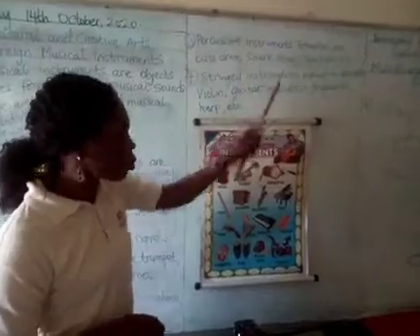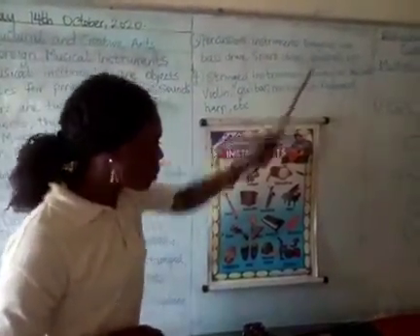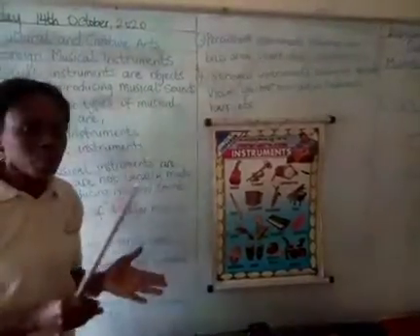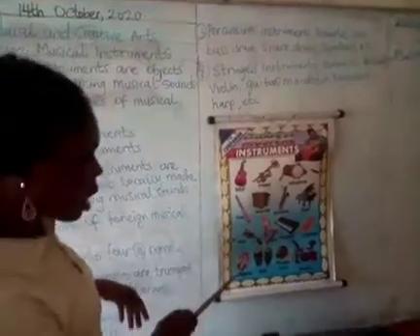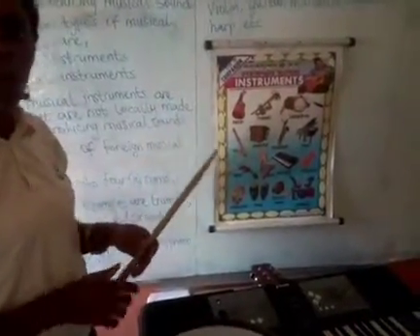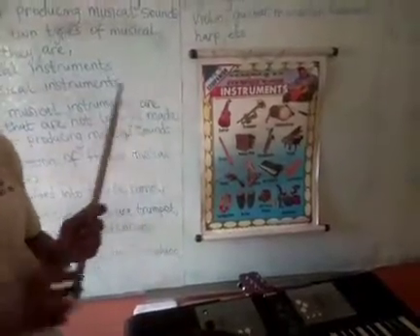We have the snare drum. Then the next one, we have the cymbals. All of these instruments produce sound when you beat them or you hit them. I believe the tambourine too is one of the examples of the percussion instrument, because you need to beat it before it will produce the sound we need.